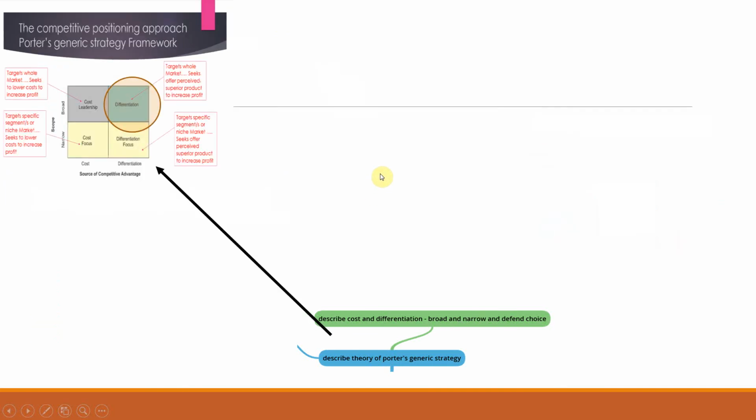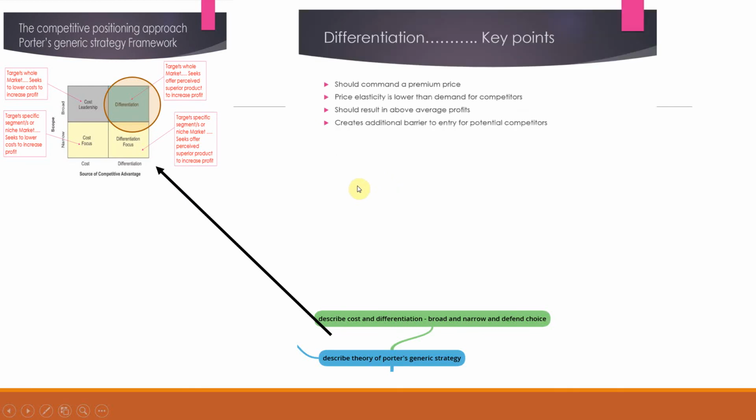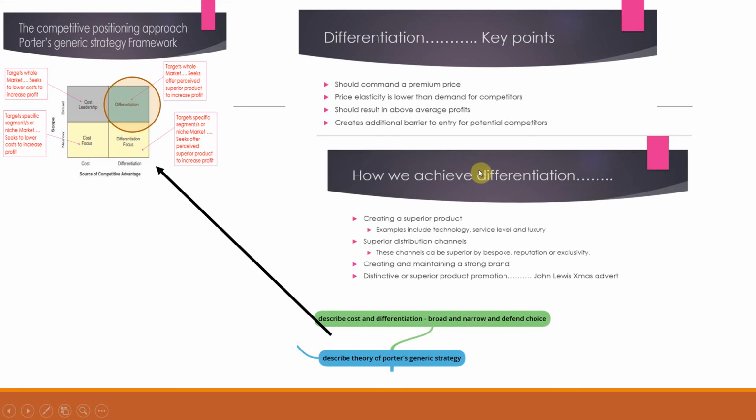Then moving on to differentiation, same thing. We've got key points for that, and these are important. So you need to be talking about commands a premium price, elasticity. Price elasticity is lower, and you should know what that is. But if you don't, come and ask me. Should result in above average profits, and there are additional barriers to entry.